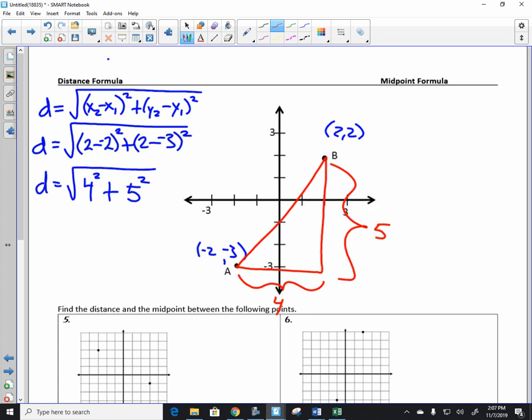As you can see, I've got the 5 right here. And when you come up with the hypotenuse, you end up having to square root it, correct? Which is your square root piece. So you're just doing the Pythagorean theorem. That's all the distance formula is. So distance is equal to the square root of 16 plus 25, or the square root of 41, which you may not simplify.